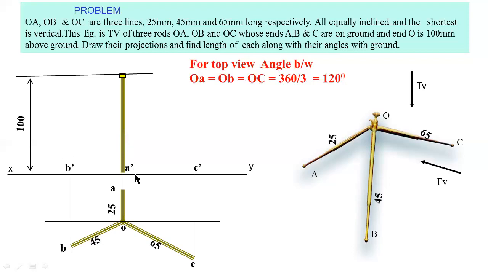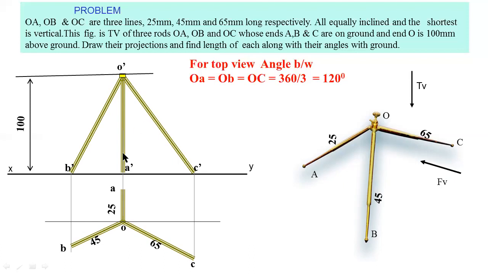This is the front view of the bar OA. The length of bar OA is equal to 100 mm. Similarly, you have to find the length of bars OB and OC. For that purpose, directly you can join the points O dash B dash and O dash C dash. These three are the front views.